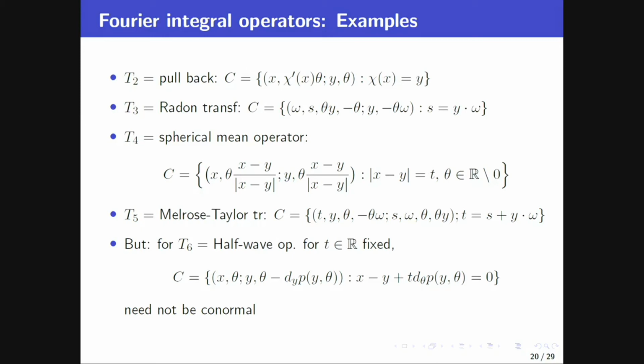And this is a Fourier integral distribution in the product space, but it's not conormal. Okay, another example of not conormal, because the phase function is not linear. But it is a Fourier integral distribution. So every conormal distribution is a Fourier integral distribution, but Fourier integral distributions may not be conormal, like this one, the halfway operator.